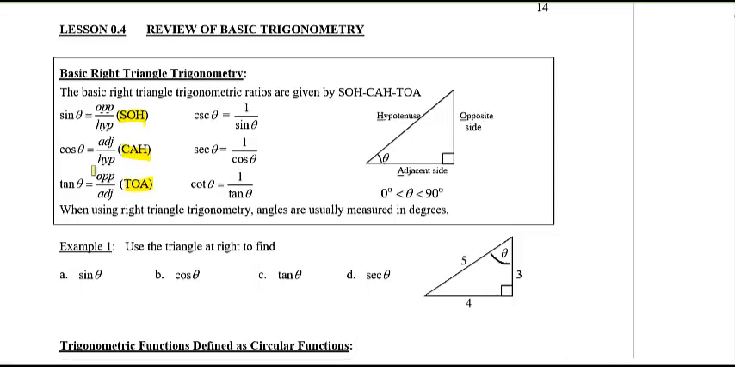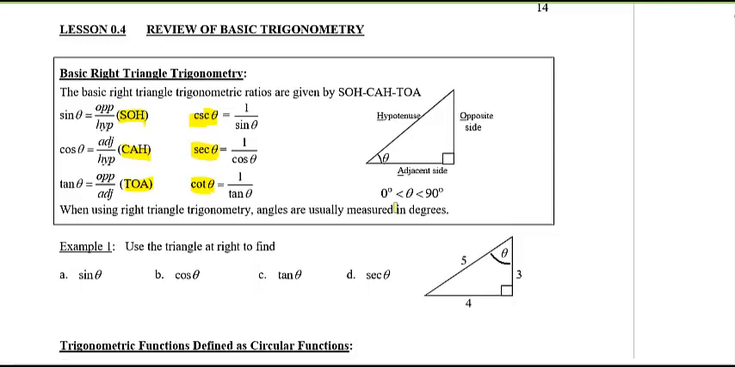Cosine of the angle theta, length of the adjacent side divided by the hypotenuse, and tangent theta equaling the length of the opposite side divided by the length of the adjacent side. And then hopefully you learned these reciprocal trig ratios: cosecant, CSC, secant, SEC, and cotangent. They're just 1 over. And when you're using right angle trig, usually they're measured in degrees, but you'll find out later on why radians are so important. But in the meantime, look at example number 1.